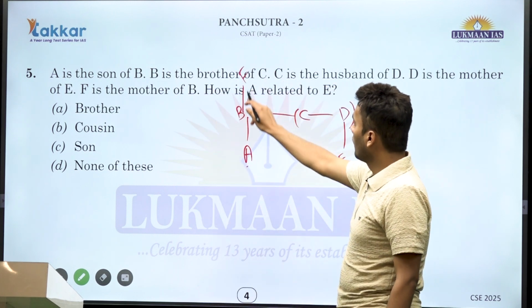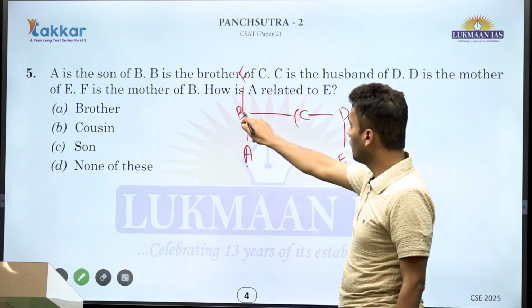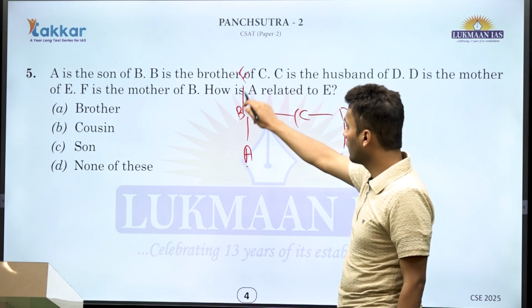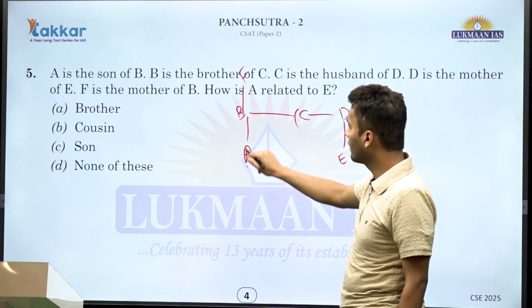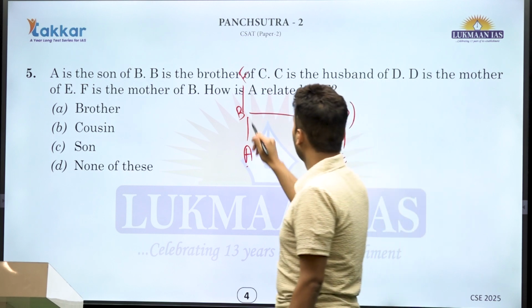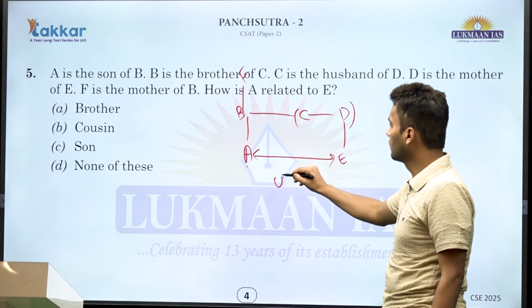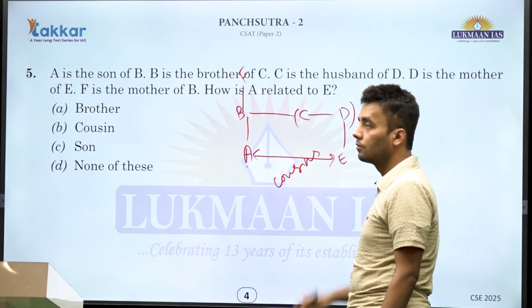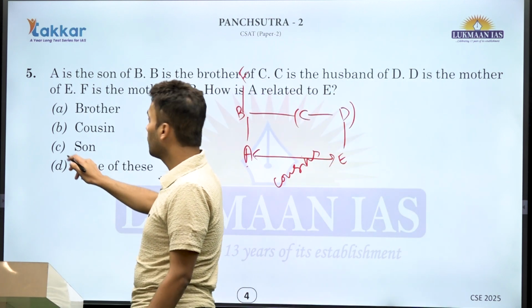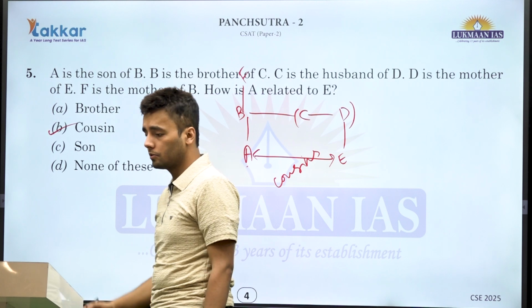So how is F related to B? Since he is a male member and she is mother, then F becomes mother of B and grandmother of A. How is A related to E? Simple. They are cousins. Answer solved. Question solved. A, cousin.